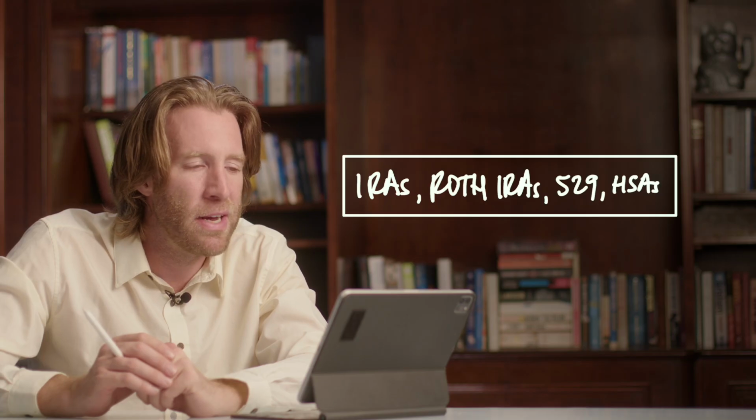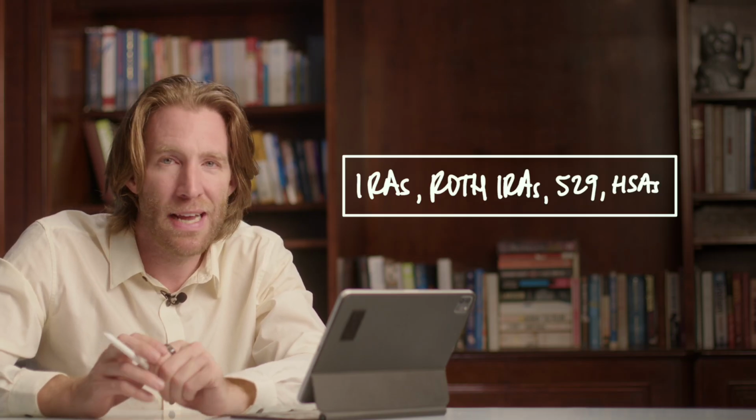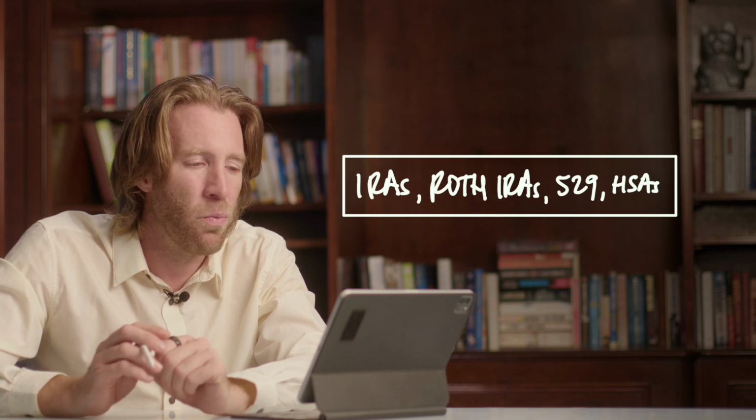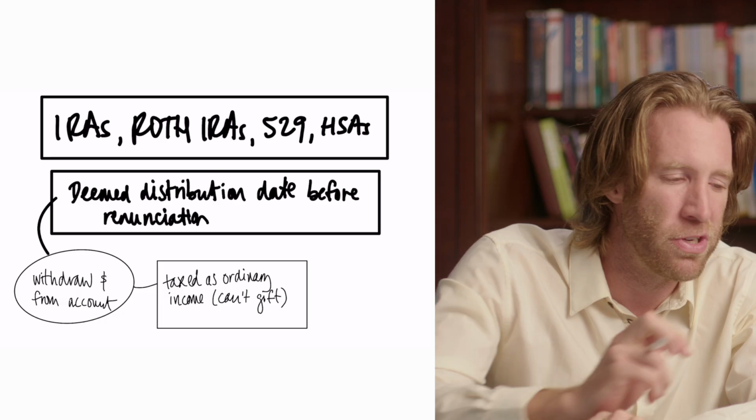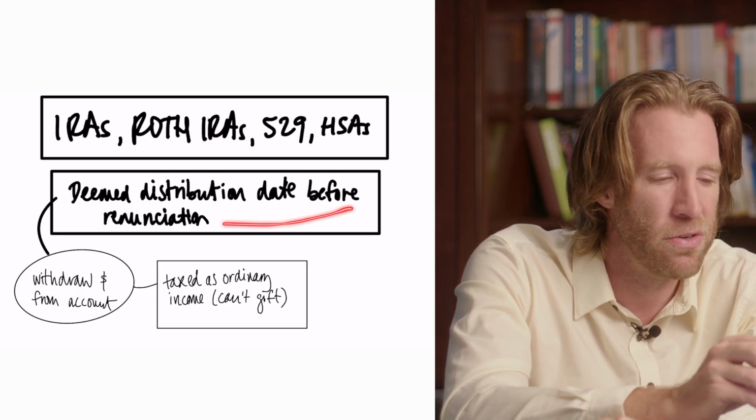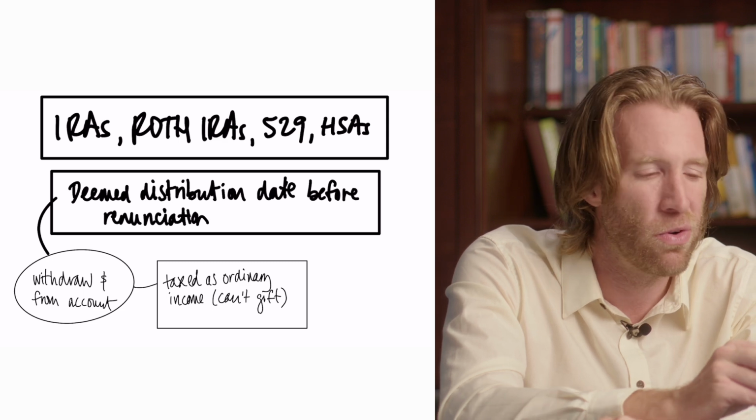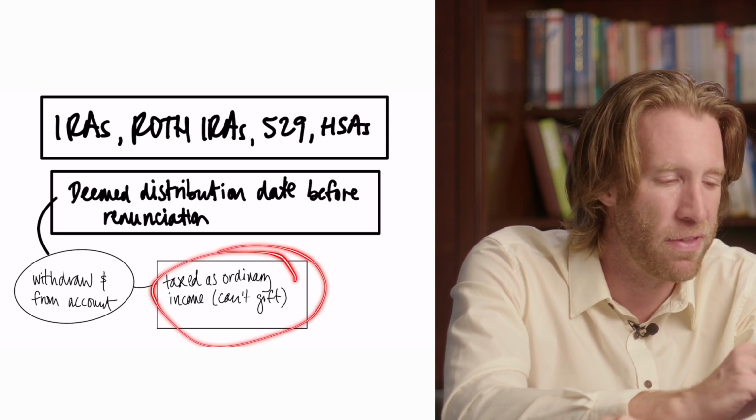One other thing to note is that IRAs, Roth IRAs, 529 plans, and HSAs will all potentially have a deemed distribution the day before the renunciation, which means that these will all be taxed as ordinary income and you can't gift them. So again, there are a lot of strategies here when it comes to renouncing, especially if you're a covered expat. So it's very important to plan ahead, gift ahead, and know exactly what you're doing before you go to the embassy or consulate and give up your U.S. citizenship.